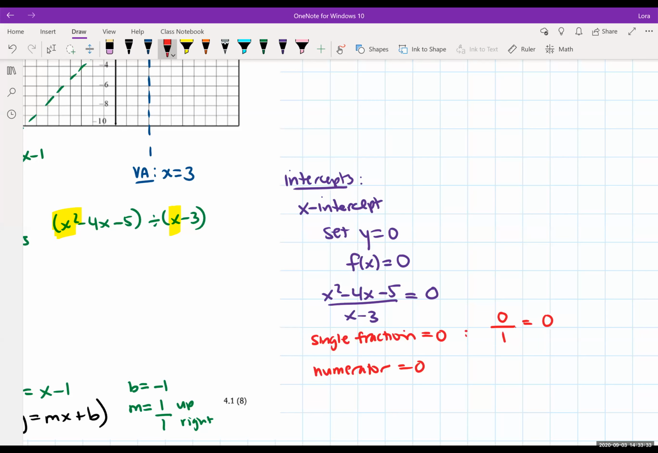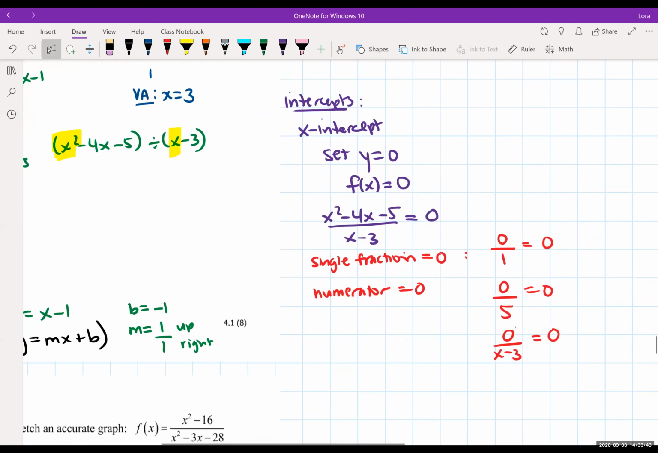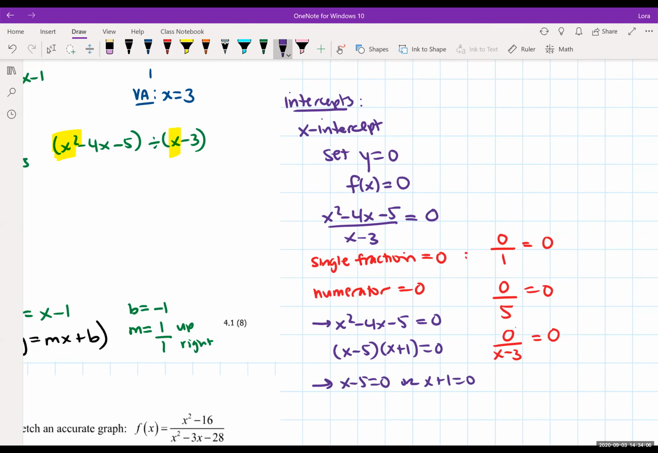So 0 over 1 is 0, 0 over 5 is 0. Again, 0 over even x minus 3 is 0, assuming that x is not equal to 3. That leaves us with the equation x squared minus 4x minus 5 equals 0. We've done this factorization already. It's a little quadratic equation. So we have x minus 5 times x plus 1 equals 0. That leaves us with x minus 5 equals 0 or x plus 1 equals 0, so x equals 5 or x equals negative 1.